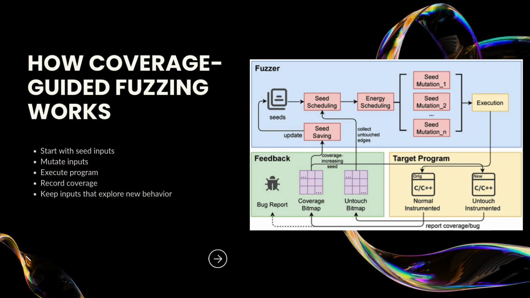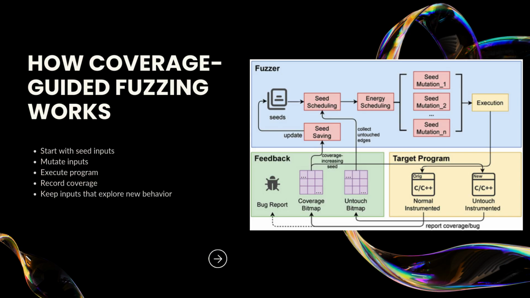The fuzzer then mutates these seeds. These mutations can include things like flipping bits, inserting random bytes, deleting chunks, or splicing inputs together. After mutation, the program is executed with the new input. During execution, the fuzzer records which parts of the program were exercised. This is what's called coverage measurement. Once the execution finishes, the fuzzer asks a simple question: did this input explore something new? If the answer is yes, the input is kept and added to the seed pool. If not, it is discarded.